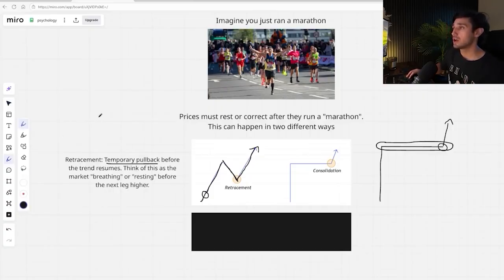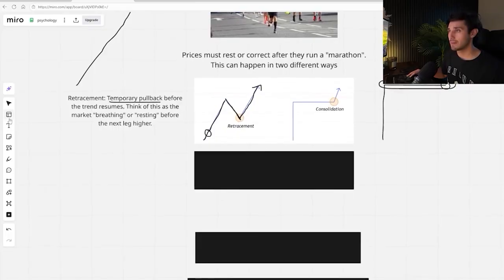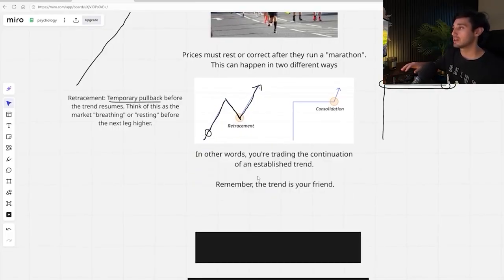Because if the markets are just going up and up and up, that trend is unsustainable. Nothing can just go up forever. In the same way, nothing can go down forever. There needs to be a period of price correction. And if you really think about it, this strategy is really you just trading the continuation of an established trend. Remember, the trend is your friend.